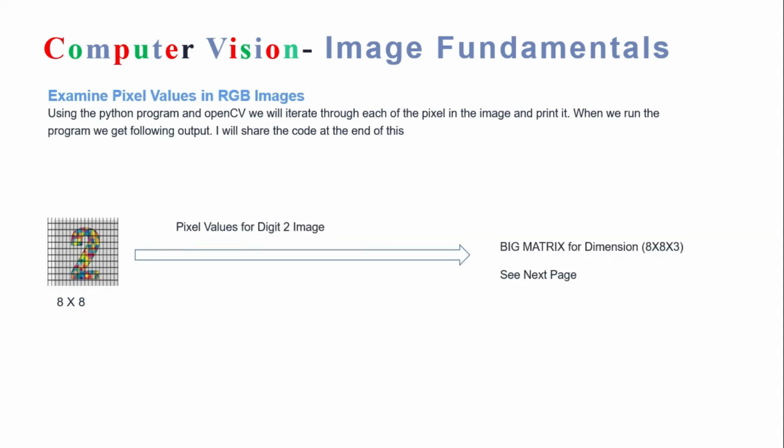Now let's look into the colored image. We are going to take an image of the same shape, that is 8 by 8, but this time it is going to be a colored image. Again, in this case also we are going to iterate through each of the pixels in the image and print it. When we run the Python program, we get the following output. Here the output is going to be big, so we could not print that output in this slide. We have printed it in the next slide. So let's examine that output.